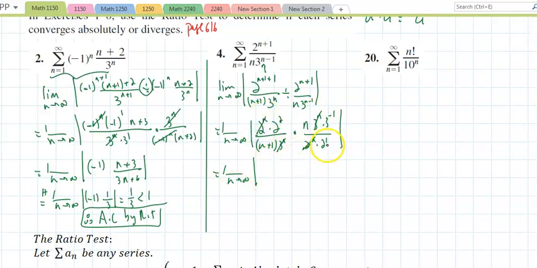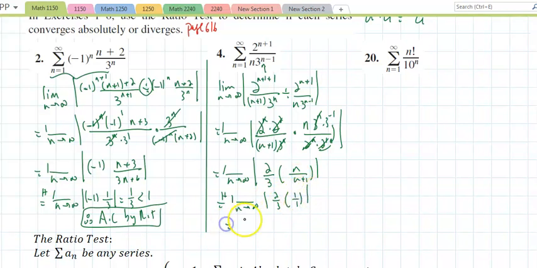I'm left with 2 divided by 4, 2 times. 3 to the negative 1 moves down. And I'm left with n over n plus 1. So by L'Hopital, that's the limit as n approaches infinity. 2 over 3, 1 over 1. That is 2/3. That is less than 1. Therefore, this series is absolutely convergent by the ratio test.